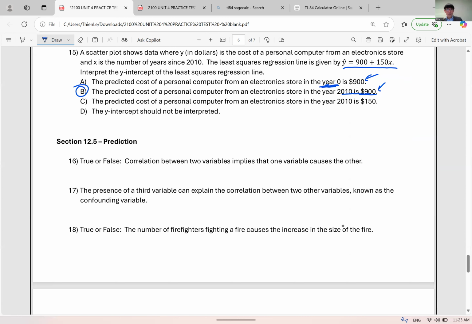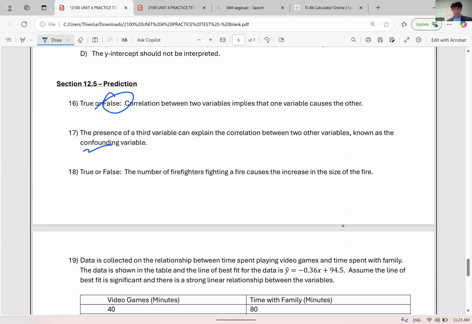Let's say true, false. Correlation between two variables implies one variable causes the other. No, no causal inference here, okay? False. The presence of a third variable can explain the correlation between two other non-confounding variables. That's good, right? It's what we learned in chapter 1, right? Confounding, right? So say ice cream and swimming, right? The third variable is basically just the temperature, right? You get hot, people eat more ice cream, swim more. True, false. The number of firefighters fighting a fire causes an increase in the size of the fire. No, okay. Causal again, right? Don't do causal.